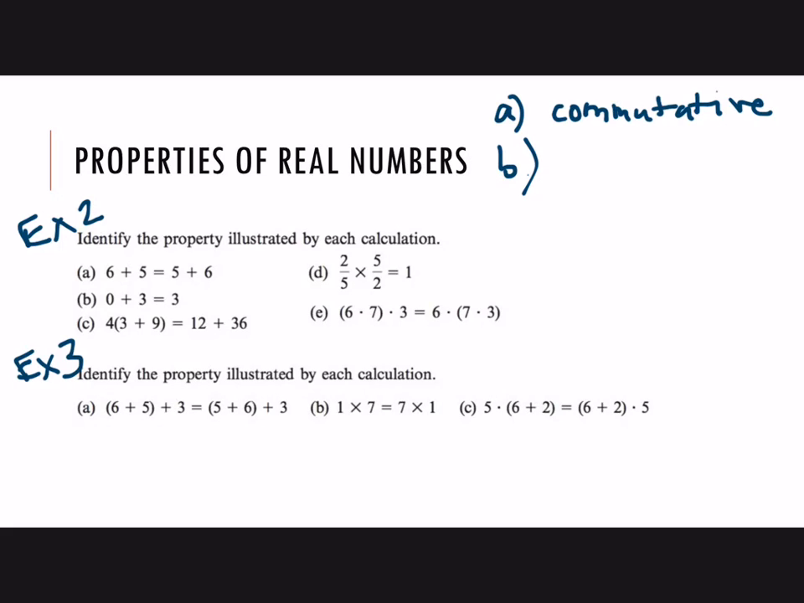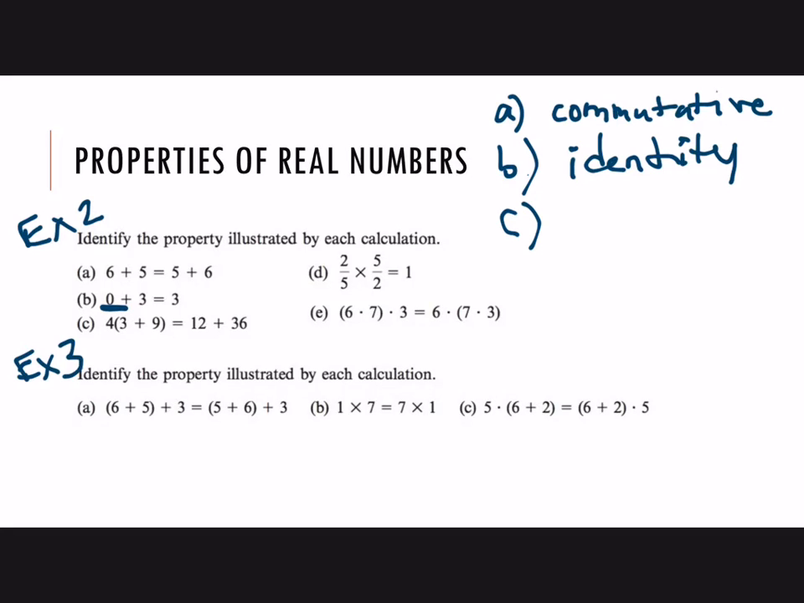In B, 0 plus 3 is 3. Now this looks like just a normal addition problem, but anytime you see a 0 or 1, be thinking either inverse or identity. This illustration is basically showing us that 0 plus 3 is the same thing as 3, so that's the identity property. If you either see plus 0 or times 1, it's going to be the identity property.